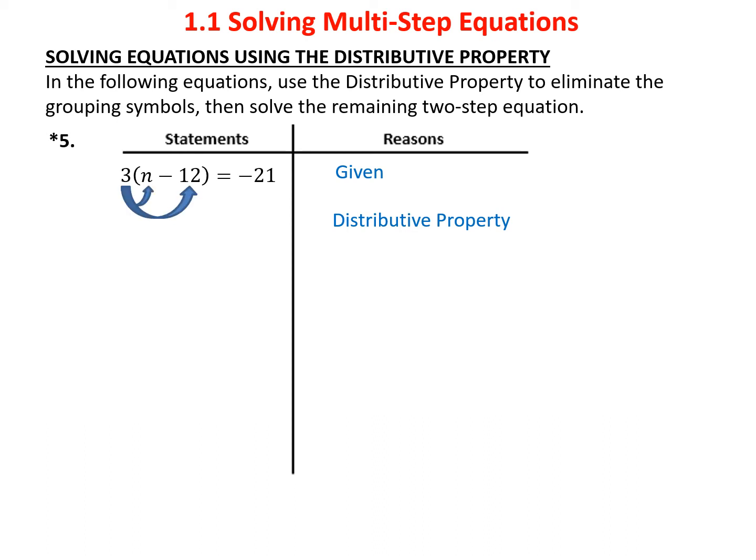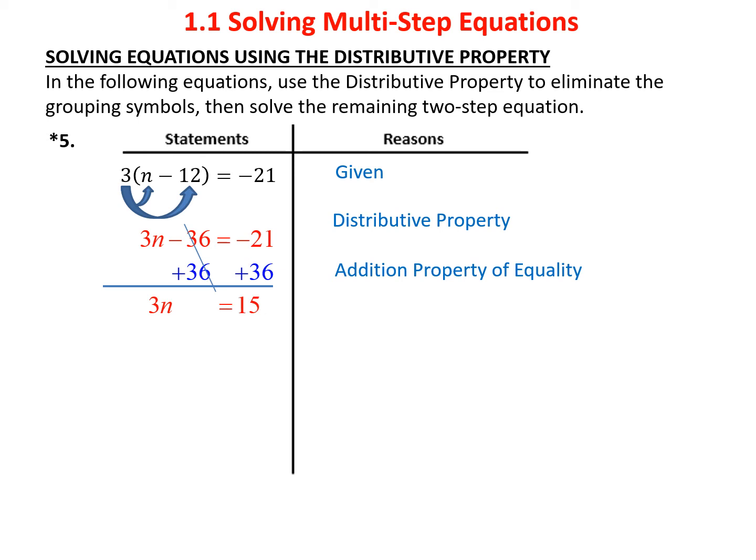So we have the 3 times the n and the 3 times the minus 12. Don't lose that negative number there. It's 3 times negative 12. So we end up with 3n minus 36 equals minus 21. Now we have a two-step equation. So we undo that first by undoing the subtract 36. The opposite of subtracting 36 is adding 36.